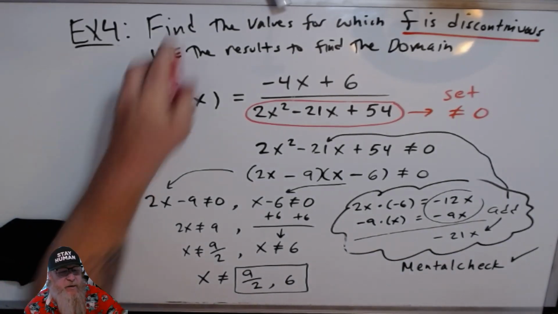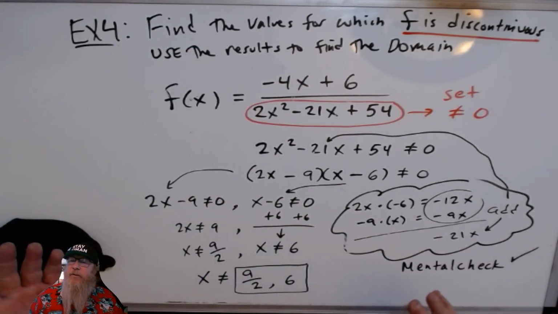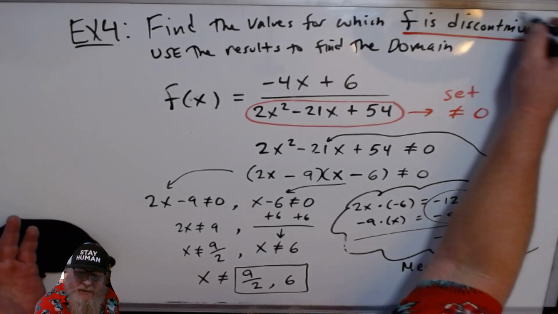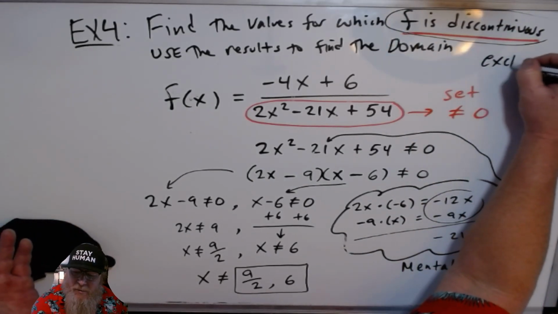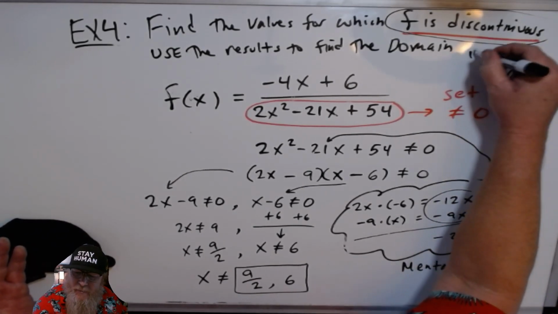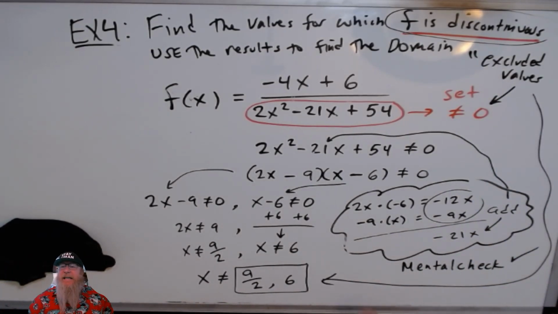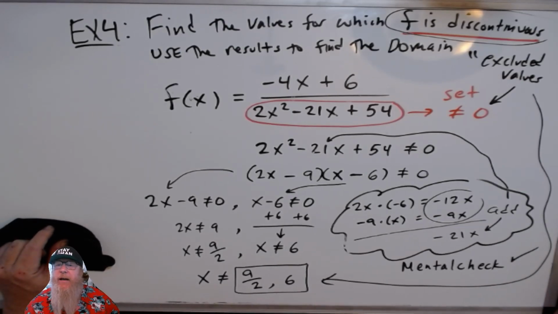Now, I want to make something very clear, because sometimes I will ask for the domain, and sometimes I will ask for the discontinuities. Discontinuities are also known as excluded values. So that's what these are. These are the kicked out, the throwaway numbers. Essentially, it means that they're either holes on the graph or asymptotes. We don't know yet. We'd have to do a little more work to figure that out, which we may have to, but not in this problem.